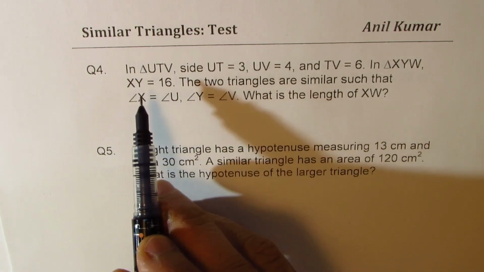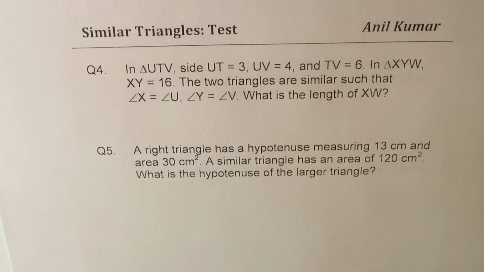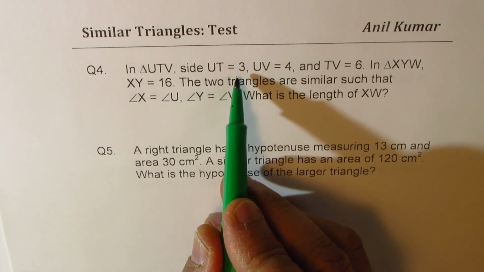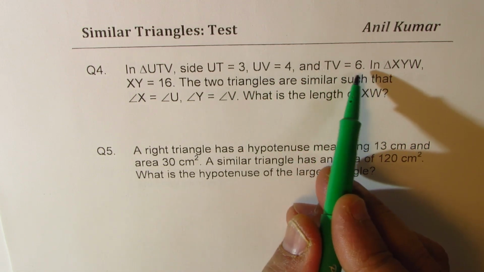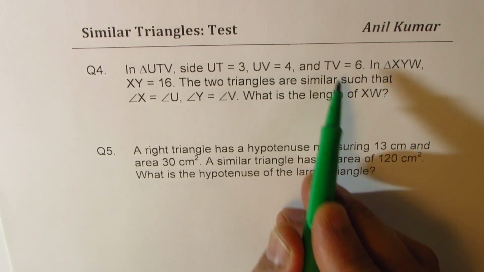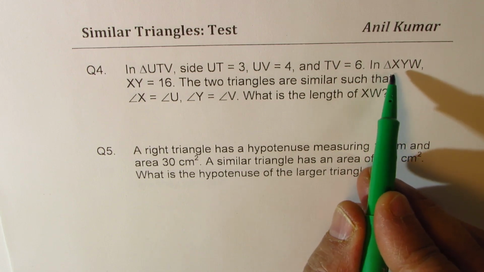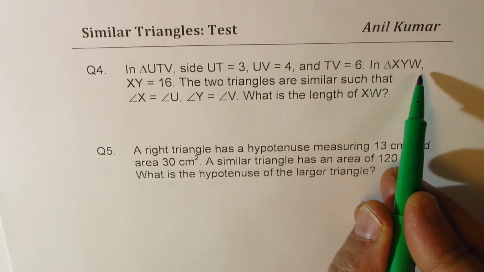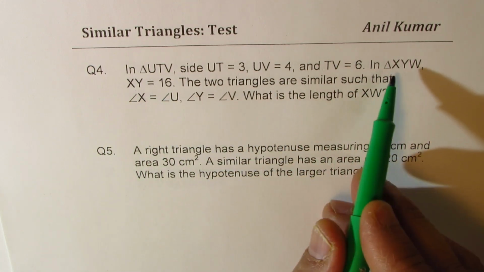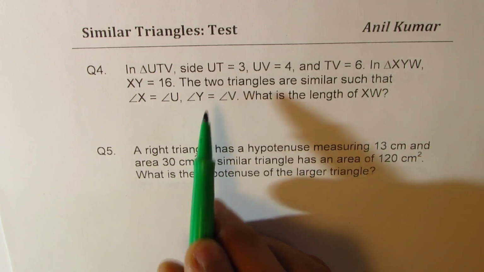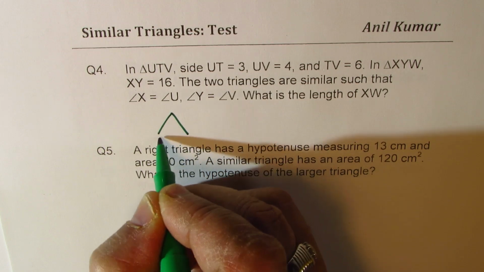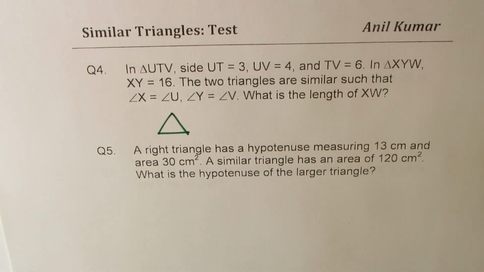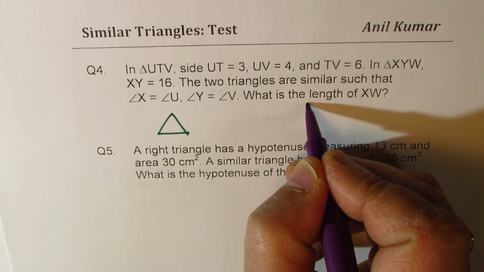Let's move on to question number 4 now. In triangle UTV, side UT is 3, UV is 4, and TV is 6. So in the other triangle XYW, XY is 16, so that is a bigger triangle. So let me draw these two triangles here in the limited space we have, and then we'll talk further about solving this question.